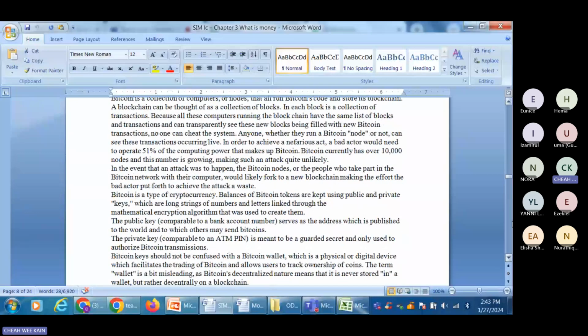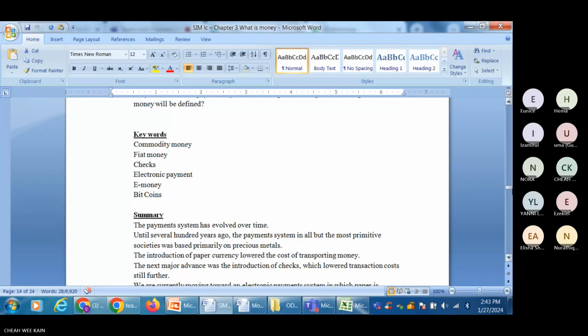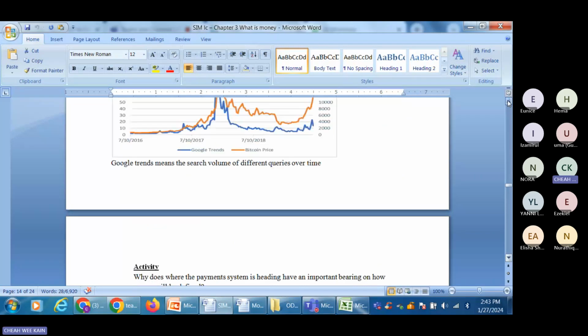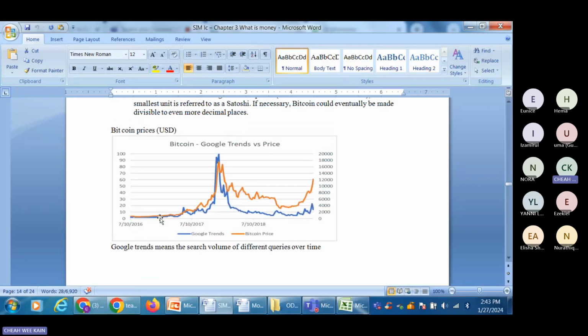Bitcoin, how Bitcoin works. You can see the price in 2016 is quite close to zero, but then at the highest, 20K US for one Bitcoin, somewhere in 2017 and the beginning part of 2018, and then now it goes down again. So Bitcoin price is really crazy.